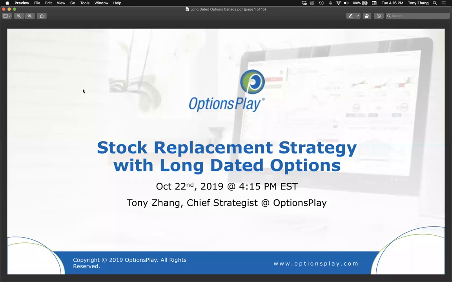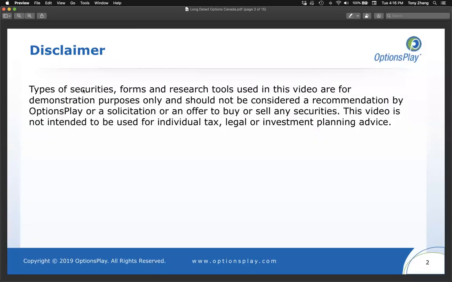So today what we're going to do is explore long dated options. We're going to talk about when you should use them, what the best practices are, how you select the appropriate expiration dates and strike prices for these longer dated options, and then talk a little bit about the tips and the pitfalls that do come with trading these longer dated options. So let's go ahead and get started.